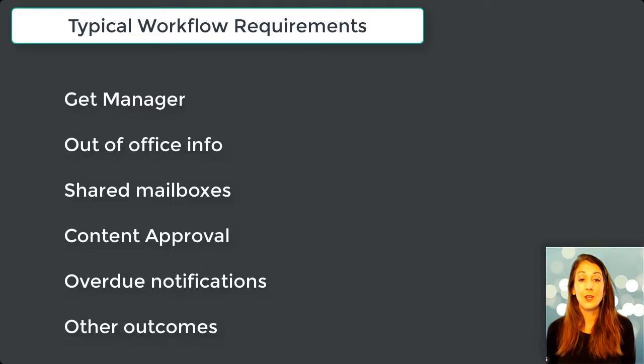We can work with shared mailboxes, which means that we can have a specific mailbox that actually can send and receive flow automated emails. We can tie into content approval. Flow can also accommodate for overdue notifications, and of course, any outcomes other than approve or reject, because that approval action right now only has approve and reject as your outcomes.